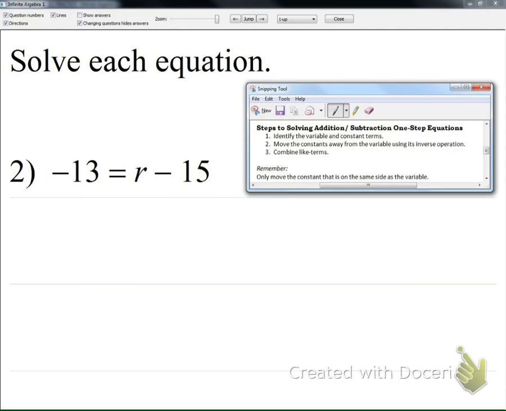Alright, if you look in problem 2, let's identify our variable and our constant terms. Well, r is our variable. That's what we're going to try to get all by itself. And our constants are -15 and -13. So which one of those constants do we need to move? The -15, because it's on the same side as the variable. So we're going to write its opposite operation. Instead of a -15, we need a +15.